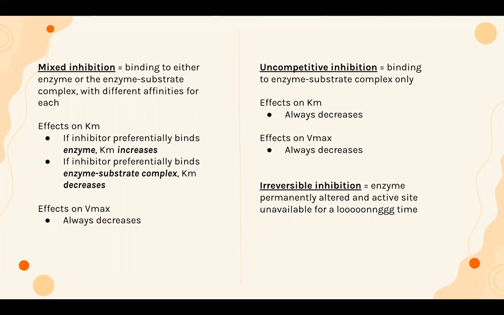And uncompetitive inhibition refers to binding to the enzyme substrate complex only and not the enzyme. It always decreases Km and it always decreases Vmax. Irreversible inhibition refers to an enzyme that's permanently altered and one whose active site is rendered unavailable for a long time.